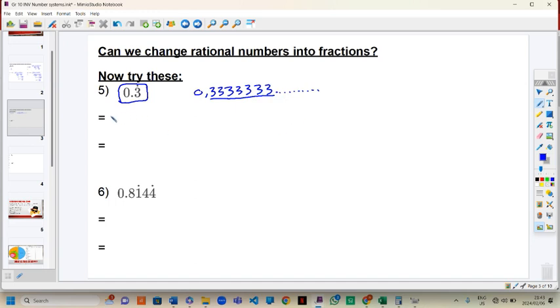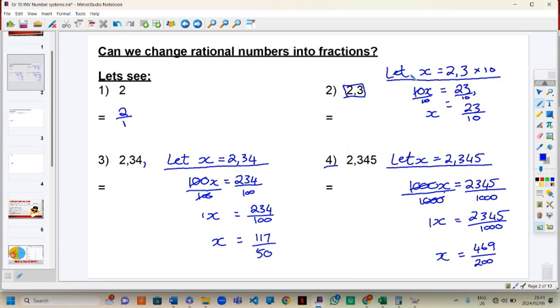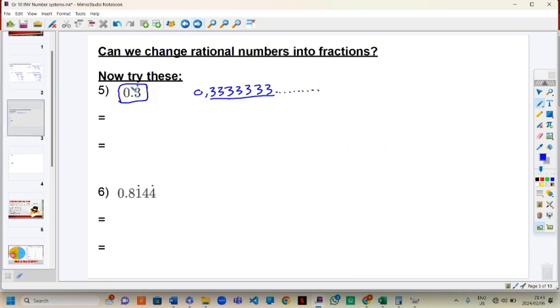So we start off with the first thing. What do we always do? Let x equal something. We always let x equal this. So let x equal 0.3333. Doesn't matter how many times you write that, that's just to write it out. You can even leave it with a recurring dot there. You don't have to do this.